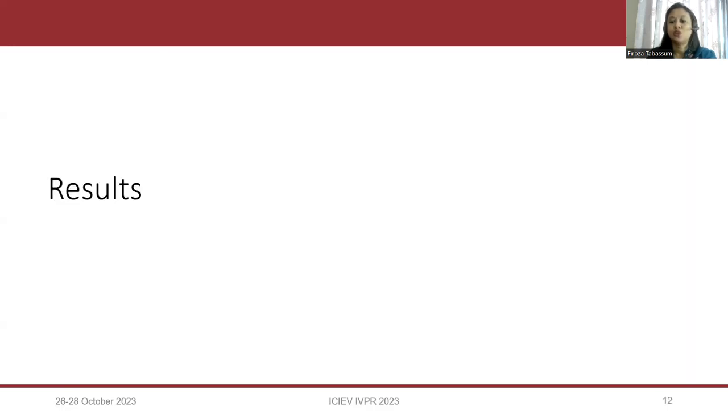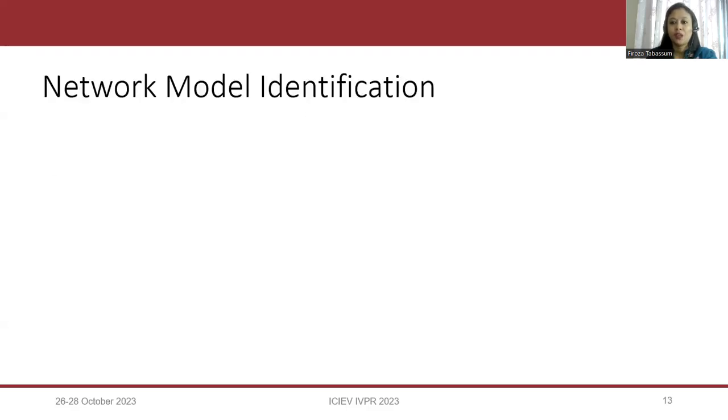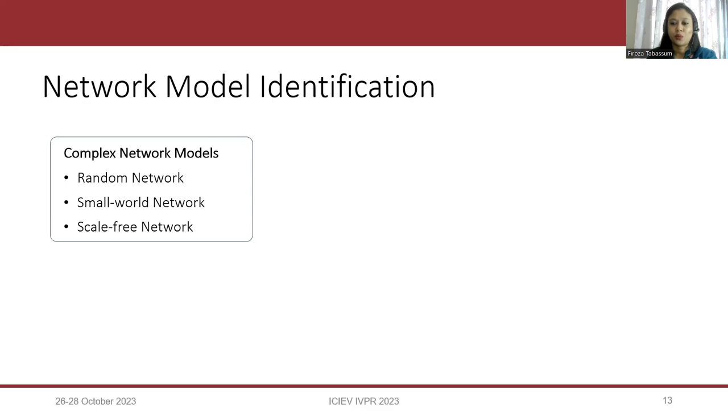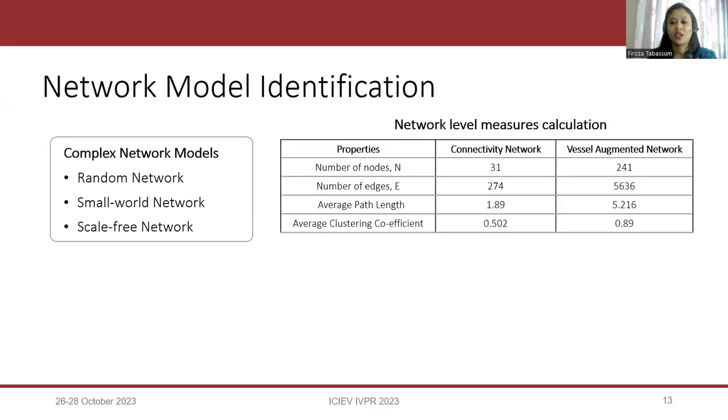Now we will discuss our results and findings after network evaluation. Our first finding is complex network model identification. We have considered 3 complex network models to conduct our analysis: random, small world, and scale-free network models. In this study, we calculated network level measures like average path length and clustering coefficient for both connectivity and vessel augmented networks to identify the network model. The results are shown in this table.